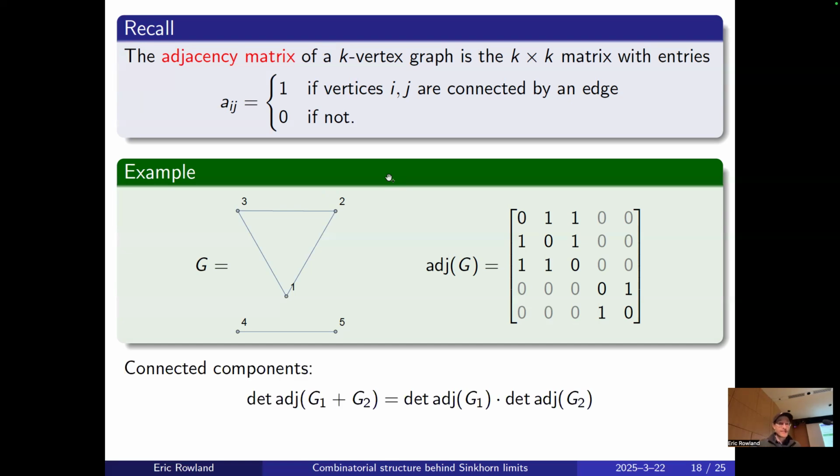And adjacency matrices have this really nice property when you take their determinants. The determinant breaks up along connected components, right? Because the adjacency matrix is going to be a block diagonal matrix. Here we have two components in this graph, so we have a bunch of zeros here indicating that those two components are not connected to each other. And the determinant of a block diagonal matrix is the product of the determinants of the blocks.